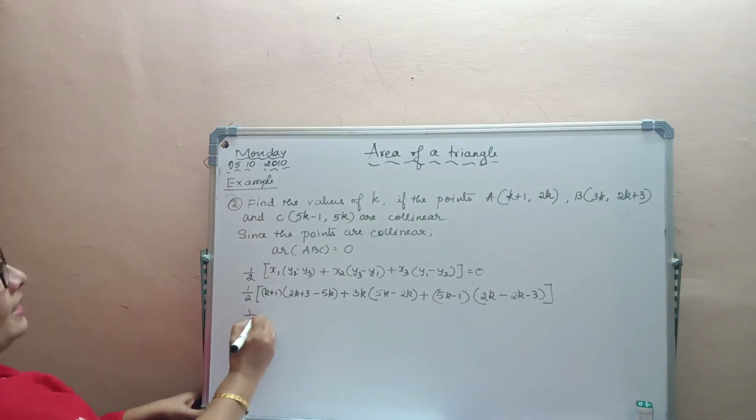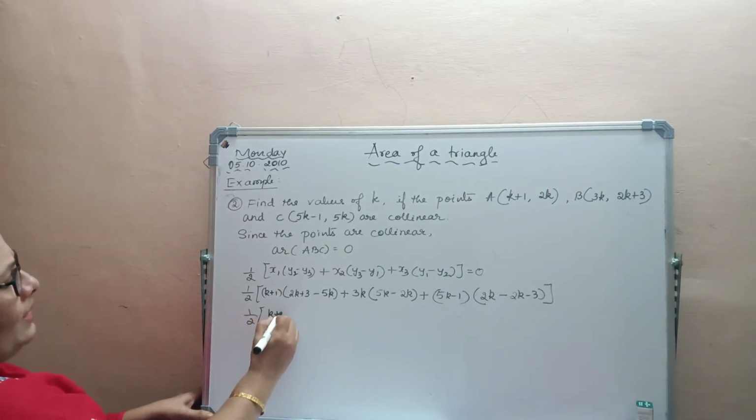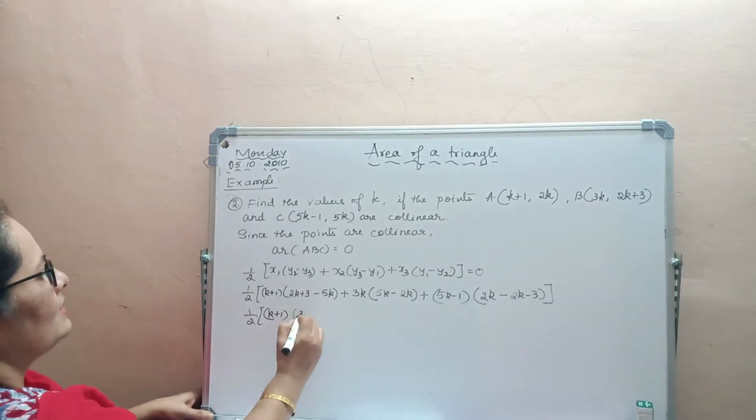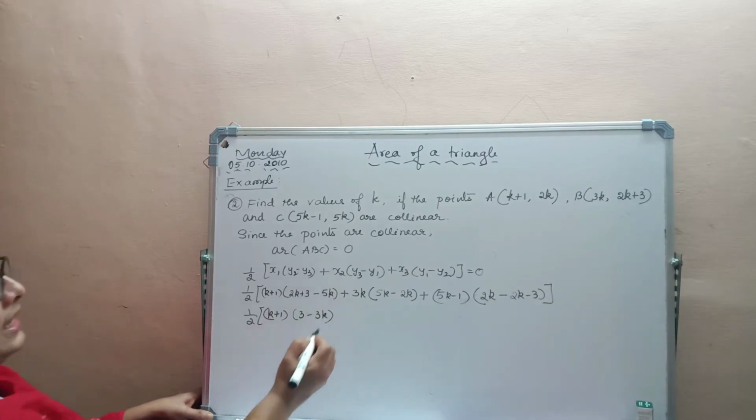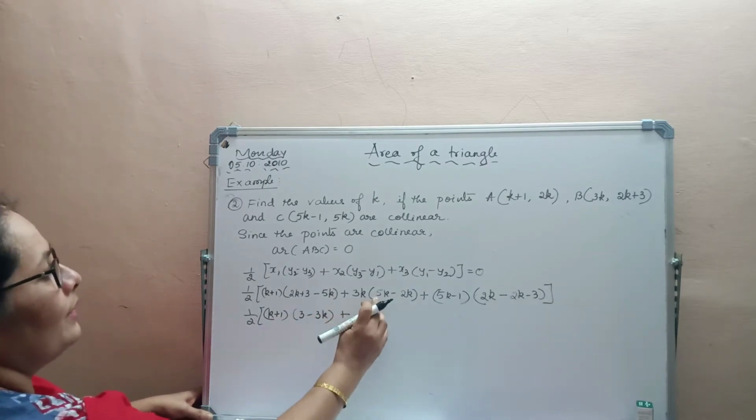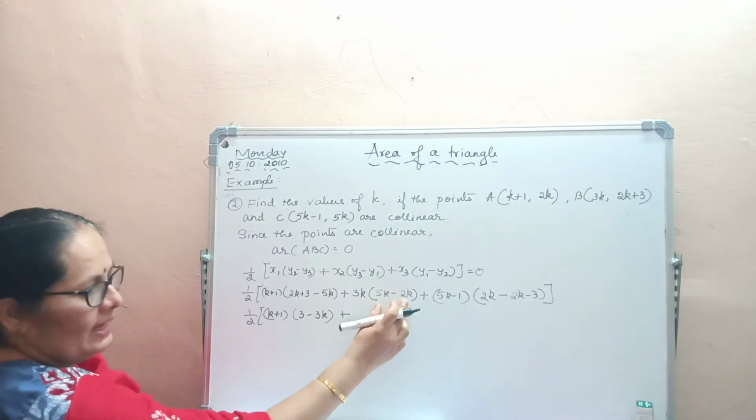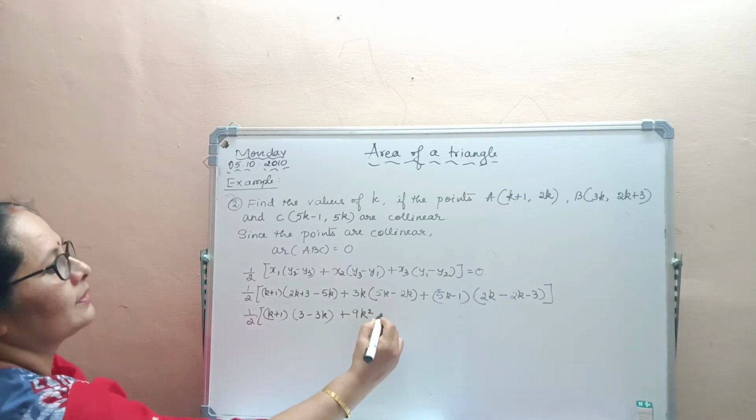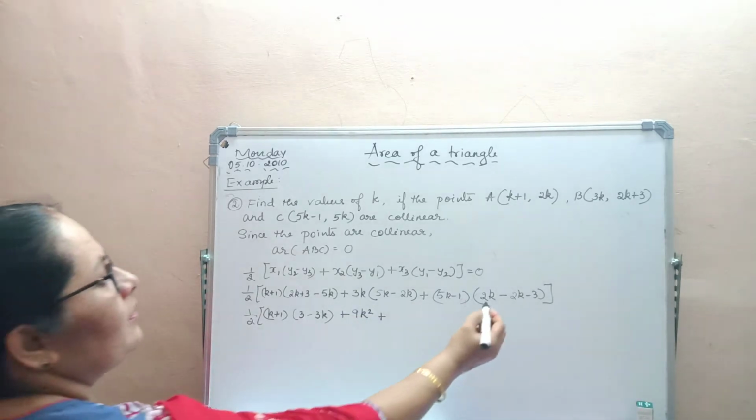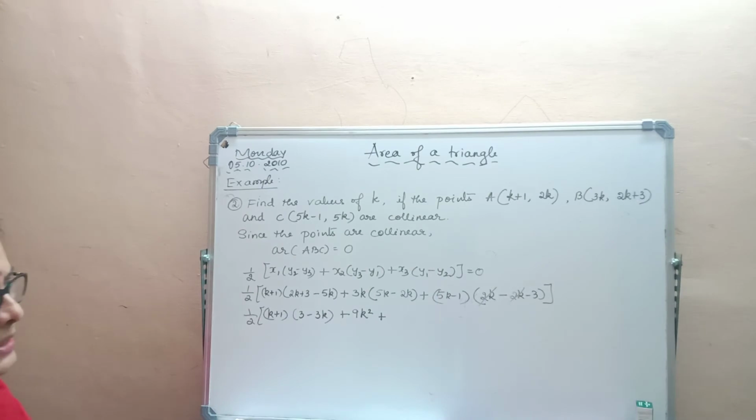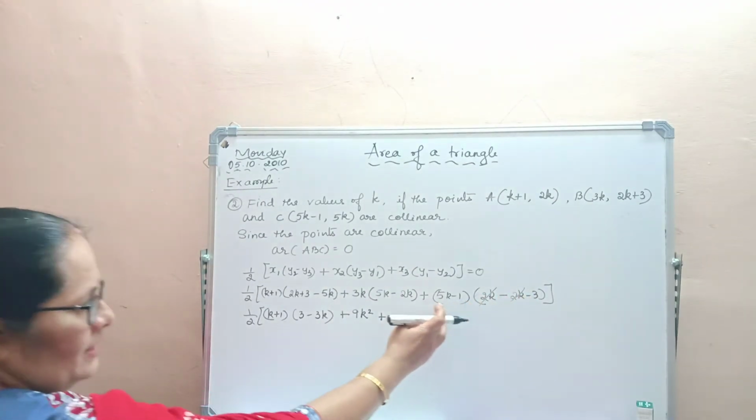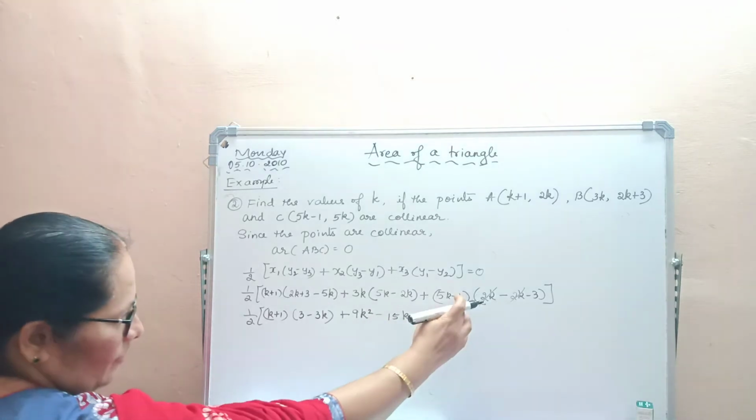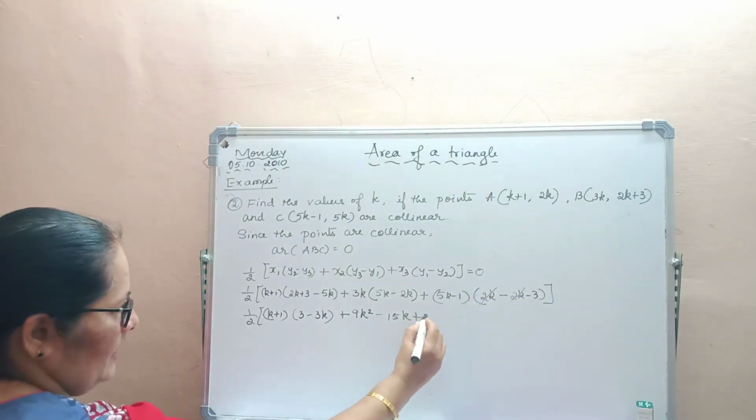Now simplify. Half into (k plus 1) into (2k minus 5k is minus 3k) so 3 minus 3k. Then plus 5k minus 2k is 3k, 3k into 3k is 9k square. Plus here minus 2k plus 2k cancelled. So minus 3 into 5k is minus 15k. Then minus 1 into minus 3 is plus 3.